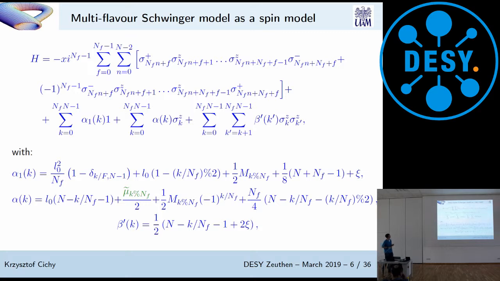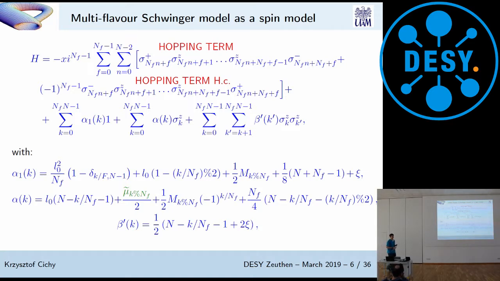Okay, here you have the full formulation of the multi-flavor Schwinger model. I don't want you to analyze this in detail. I just want to tell you about the terms. So there is the kinetic term and its Hermitian conjugate. These have a form of psi plus, sigma plus, sigma minus. And here we put every flavor on a separate side.